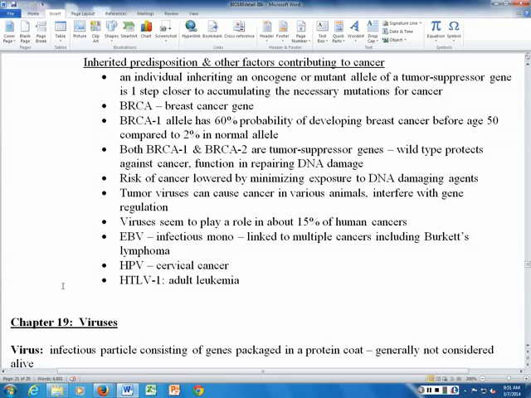Also, with it having multiple steps to get to a cancer, the idea that you're going to find one thing that cures cancer, it wasn't one thing that caused it, so one thing isn't going to cure it.